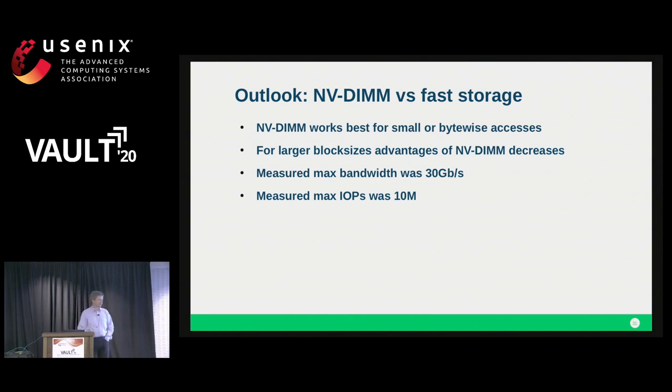But if you compare this for fast storage, say a fast storage device, which block device really is, for small byte-wise accesses, NVDIMMs is really better. For larger block devices, the advantages rapidly start to decrease until there are none. Another thing worth noting is that the max bandwidth I measured was 30 gigabytes per second. These are gigabytes, incidentally. And the max IOPS I had was 10 million.